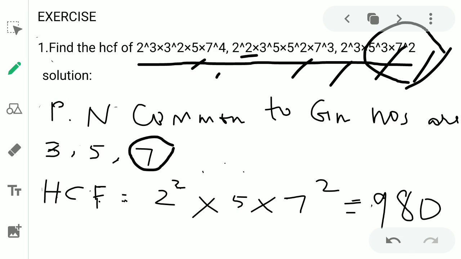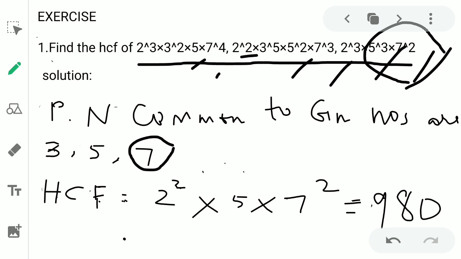Next, moving into the exercise. Exercise 1. First one, find the HCF of 2 cube into 3 square into 5 into 7 power 4, comma 2 square into 3 power 5 into 5 square into 7 cube, comma 2 cube into 5 cube into 7 square. So in the solution, the prime numbers common to the given numbers are 2, 3, 5, 7. These are always the prime numbers. Okay, so HCF you must write. They have asked us to find the HCF.